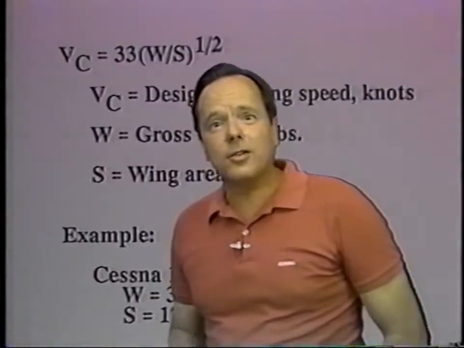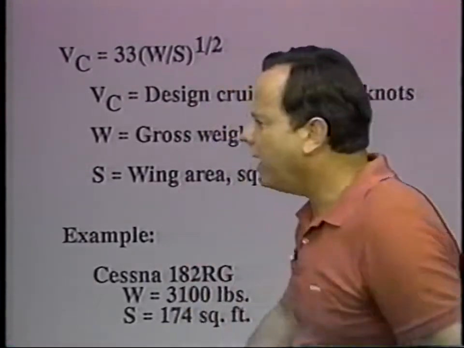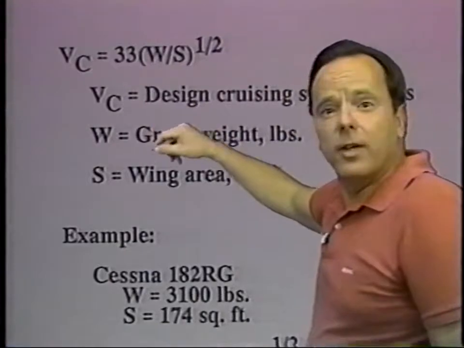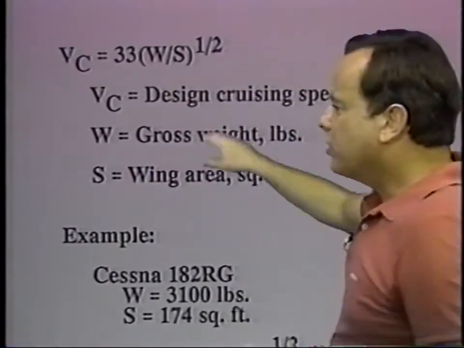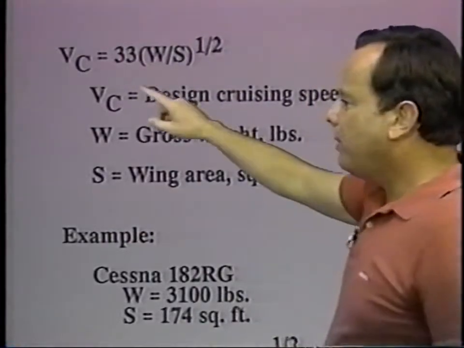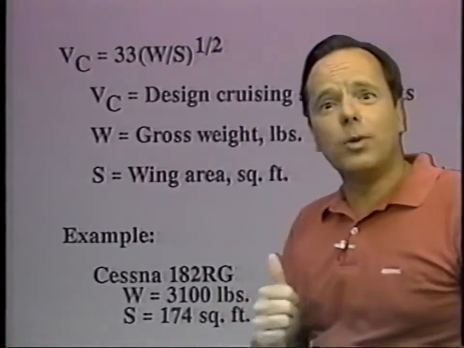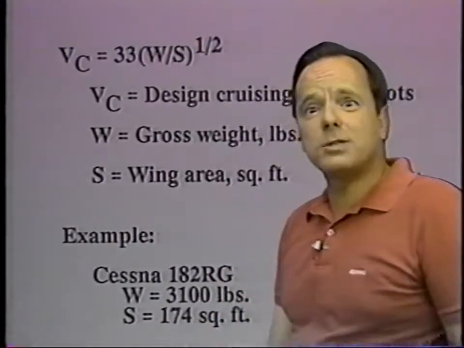So let's talk about the formula for how they arrive at the top of the green arc. What they do is they take the wing loading of the aircraft. The wing loading is the weight supported by the wings divided by the square feet, and that's W divided by S in this particular case. Take the square root of that wing loading and multiply that times 33, and that will give you the minimum number that they're allowed to use for design cruising speed for an airplane.